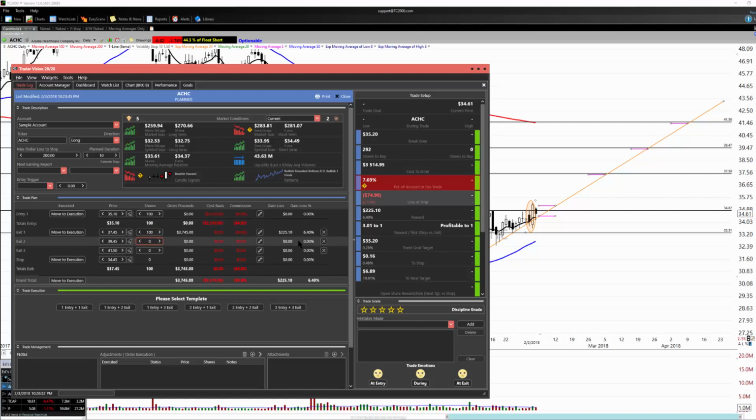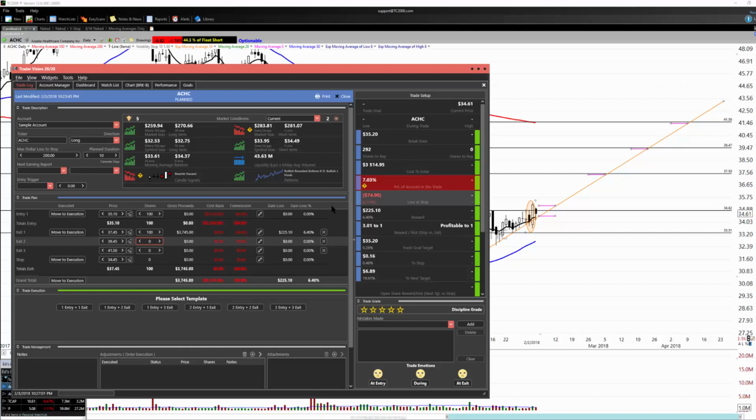You'll just have to play with these numbers and see what you can do in various scenarios to get your goal off of the table as quickly as possible while giving yourself something to ride in case the trade continues to work for you. And of course, you're moving your stop up as the trade goes along. But that's the trade planning process. Again, it's an extension of the validation we did in the last video.